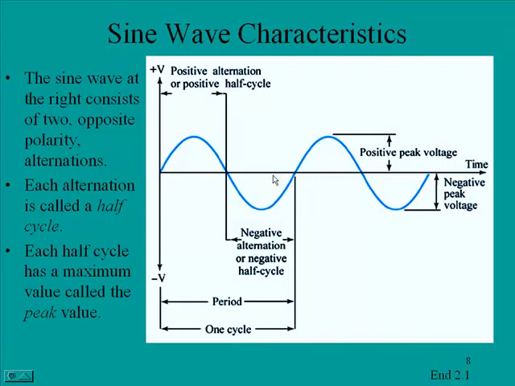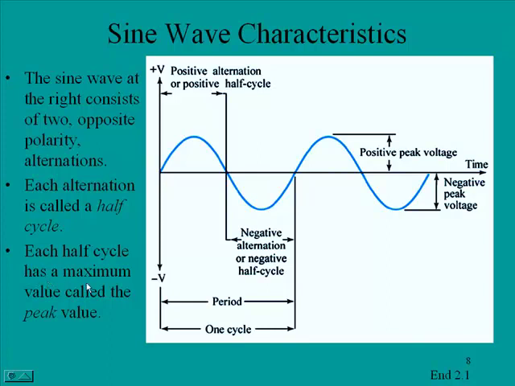And here we have some sine wave characteristics. The sine wave at the right consists of two opposite polarity alternations. So here we go. Here's one polarity, positive polarity, and then here is the negative polarity alternation. Each alternation is called a half cycle. Okay, this is half and half. So here is one complete cycle. Obviously this is positive, that's half, and negative, this is half.